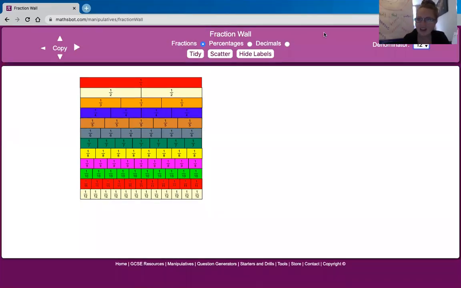Welcome back. Now, I've gone to this website, mathsbot.com manipulatives fraction wall, which is a great way to look at a fraction wall and kind of play around with it to see equivalent fractions. The question here is, how many equivalent fractions can you make? Already looking at this, we can see many different equivalent fractions for a whole. So I know 2/2 is a whole, 3/3 is a whole, 4/4 is a whole, 8/8, etc., 12/12, we know that that's a whole.